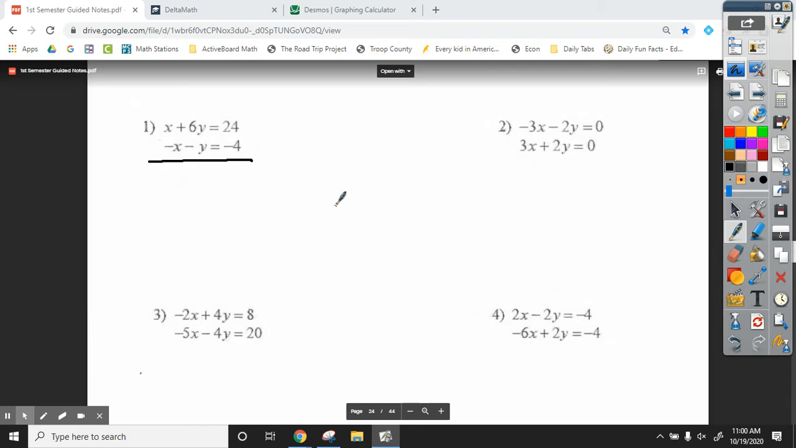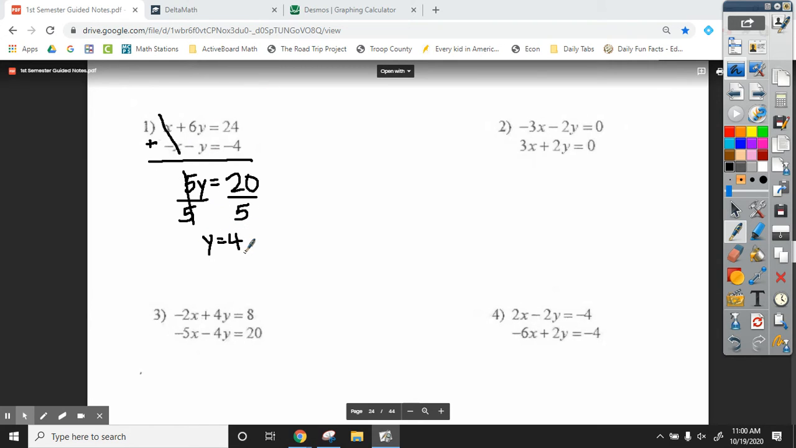The first thing we need to look at is which ones are opposites and can cancel out. So we see that we have a positive x and a negative x. If we added all of these together, those would cancel out. 6y plus negative y is going to give us 5y and 20. We divide by 5 to get y by itself, and we get y equals 4.